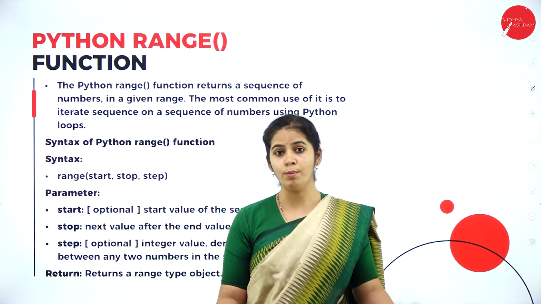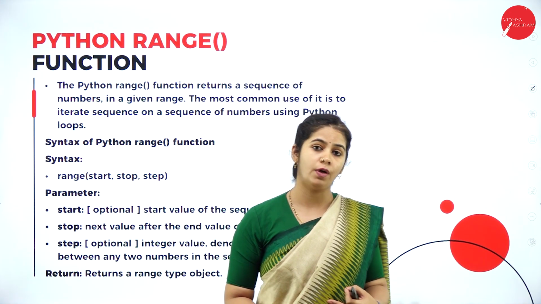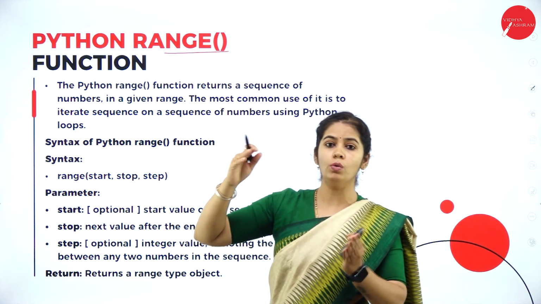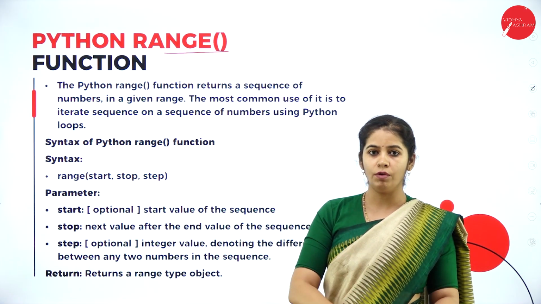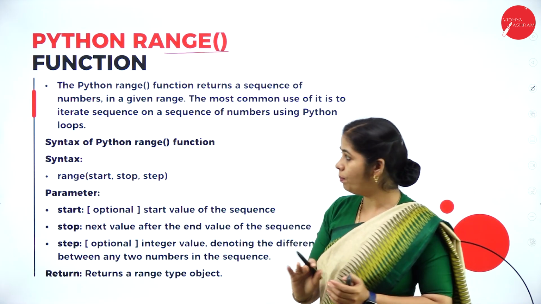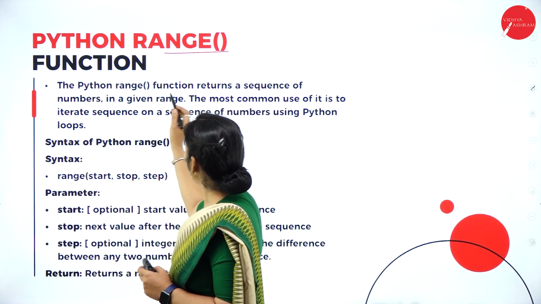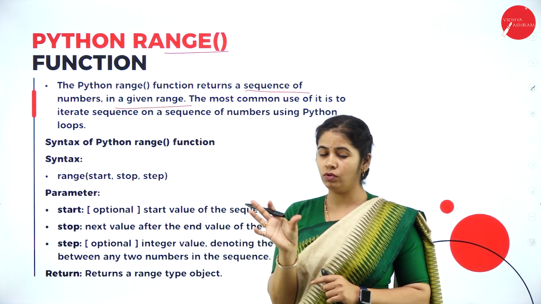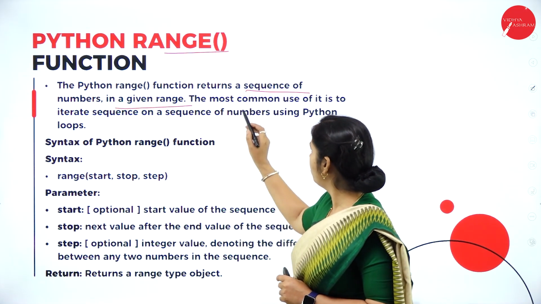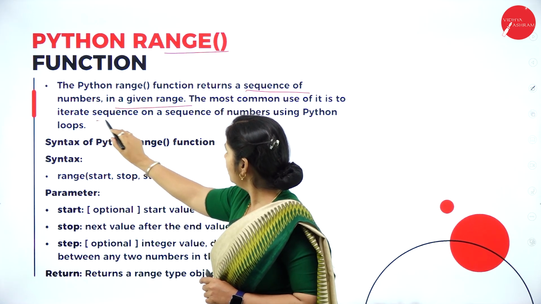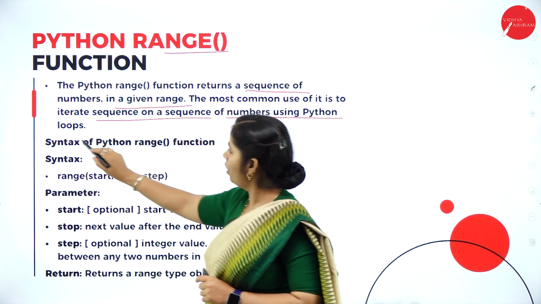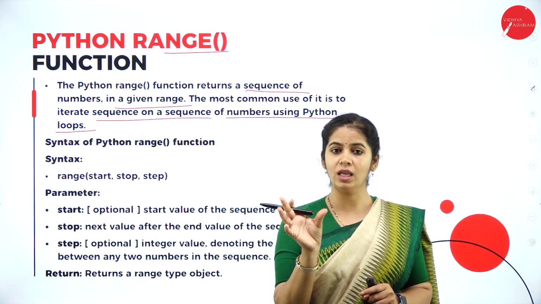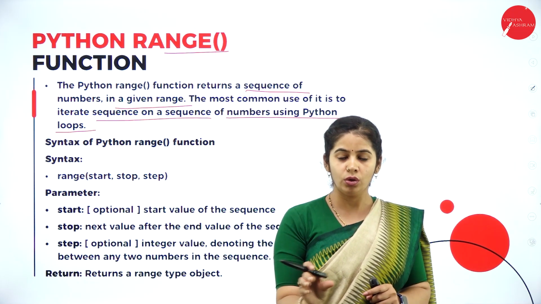Python range function. One more repetition function is the range function. With the for loop and while loop, we have the range function. Range gives from where to where. Range means obviously it will give from where to where we have to do the looping, or we have to repeat the thing. The Python range function returns the sequence of numbers in the given range. Whichever range we have given, within that it will repeat the sequence of numbers. The most common use of it is iterating the sequence of numbers using Python for loops. Whenever we are using loops, we can give the limitation of the range. Within this range, do this much.